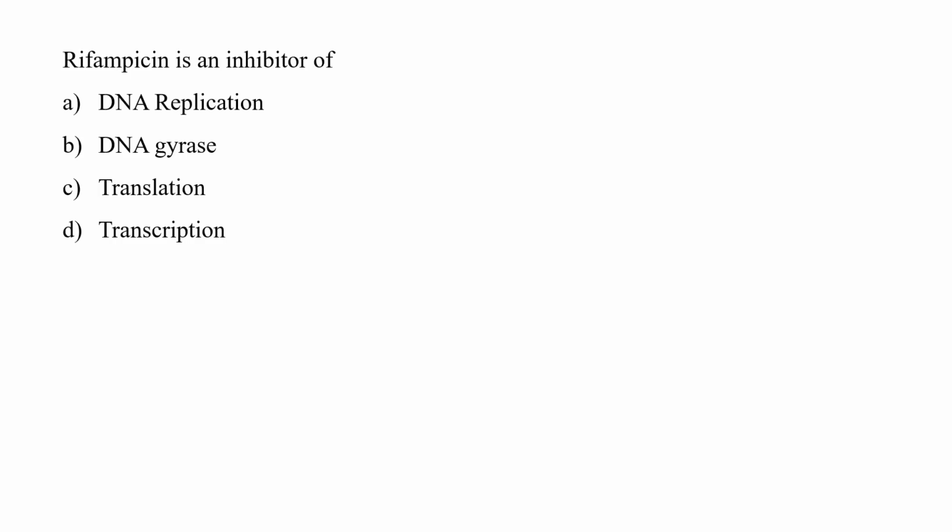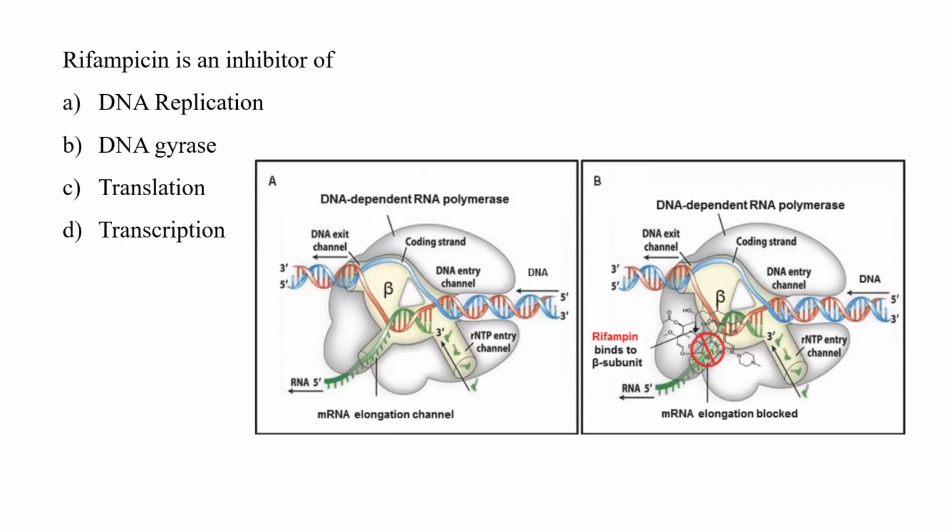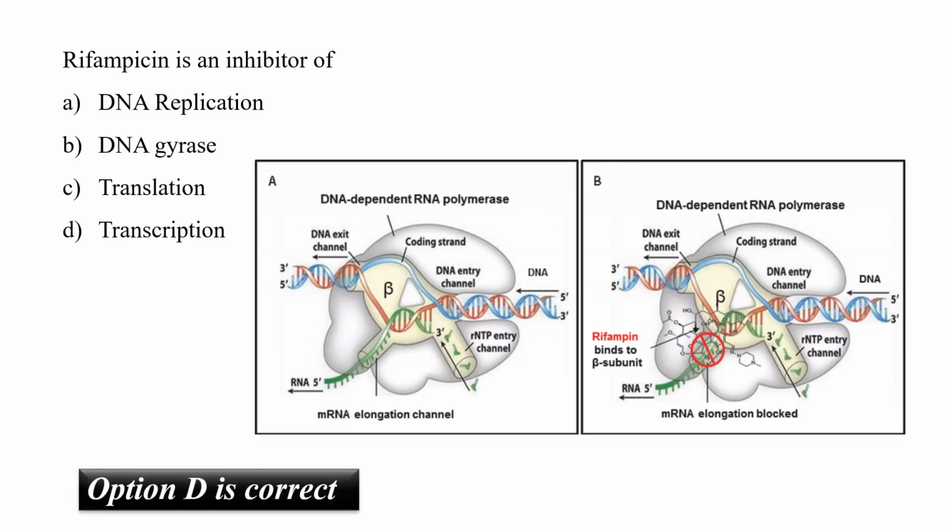Rifampicin is an inhibitor of DNA replication, DNA gyrase, translation, or transcription. Rifampicin is a known inhibitor of RNA polymerase. Upon binding, it actually halts the transcription process. Interestingly, this antibiotic inhibits prokaryotes because it's a specific inhibitor of prokaryotic RNA polymerase and does not influence the eukaryotic RNA polymerase. So option D is the correct answer.